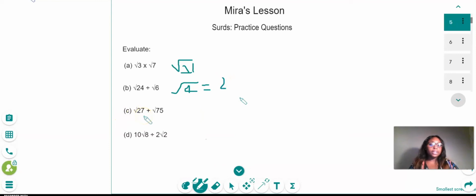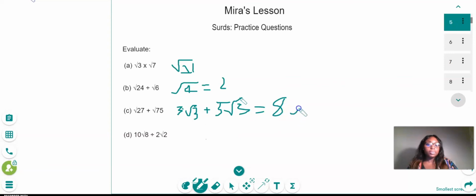Next we have root 27 plus root 75. Since we can't add 27 plus 75 straight away because those two numbers are not the same, we can change it to a form that can be added together. Root 27 can be simplified to, let's say, root 9 times root 3, and that will be simplified into 3 root 3. And root 75 can be simplified into the form of root 25 times root 3, and that would be simplified into the form of 5 root 3. So now this is in a form where we can add them together because the numbers on the inside of the square root are the same. So we add 3 plus 5 together, which will give us 8, and keep the numbers on the inside the same. So the answer would be 8 root 3.